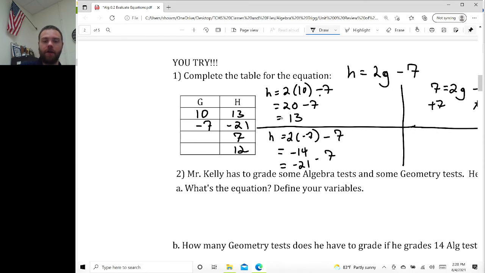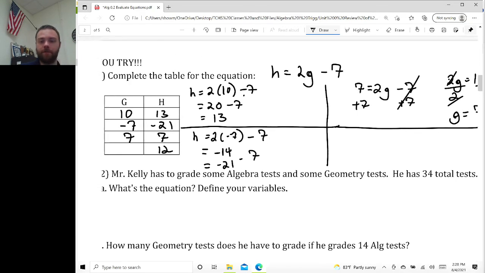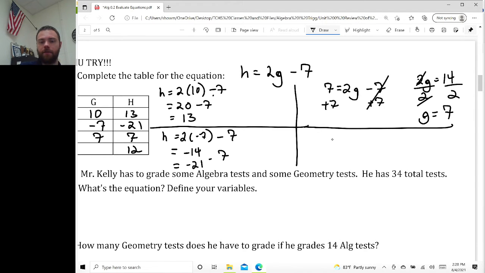So when H equals 7, G is going to equal 7. And that just happened to be a happy little mistake. Or not mistake, but a happy little coincidence. It's not always going to be the same value, right? If I plug in 10, I'm not going to get back 13, but just in this case, if I plug in 7, I'm going to get back 7. So I've got one more to do.